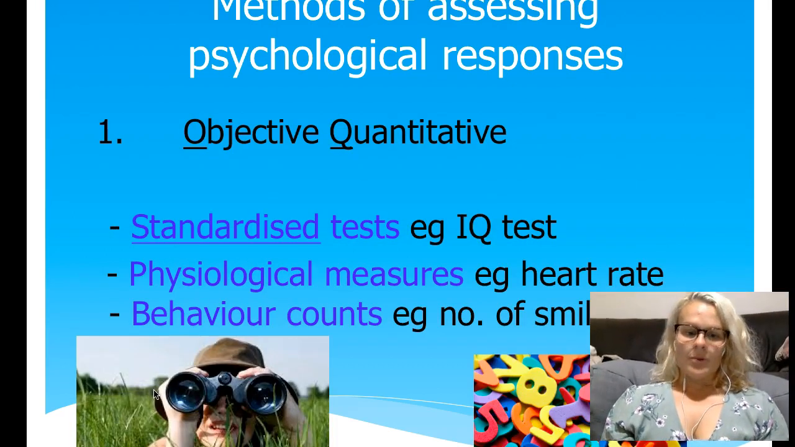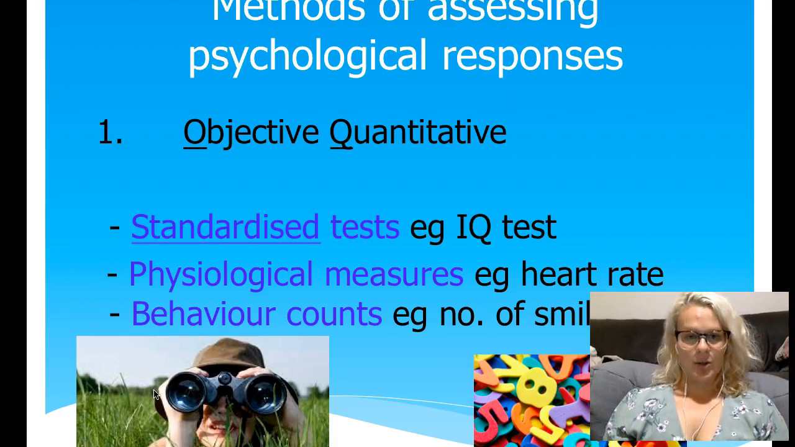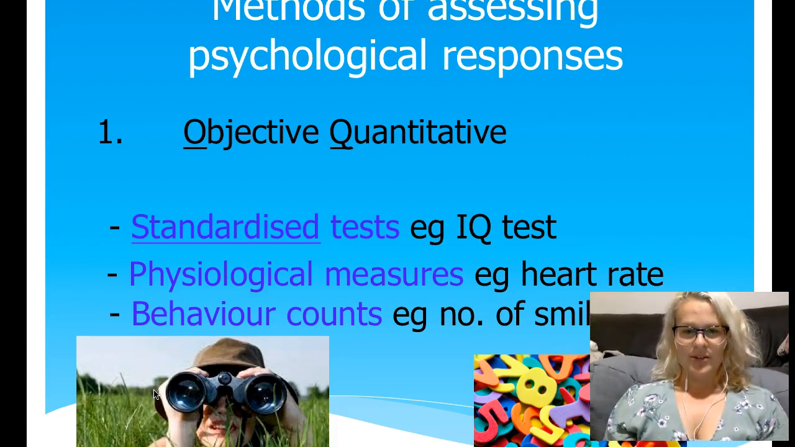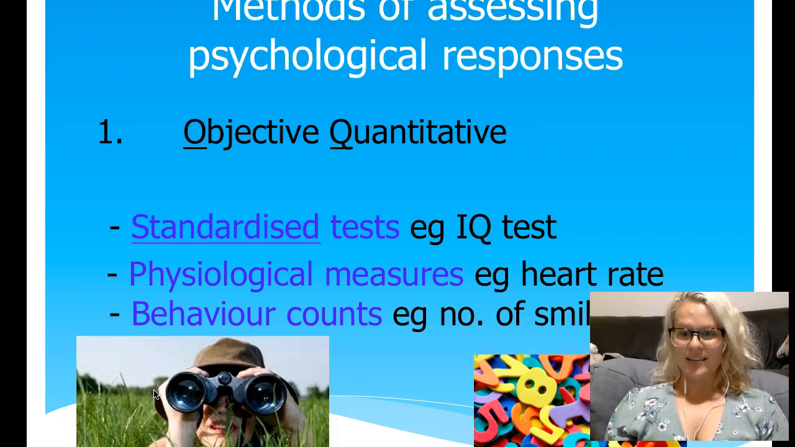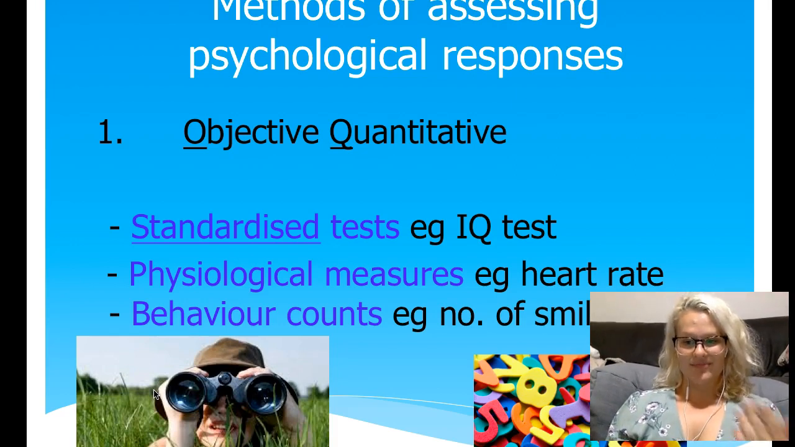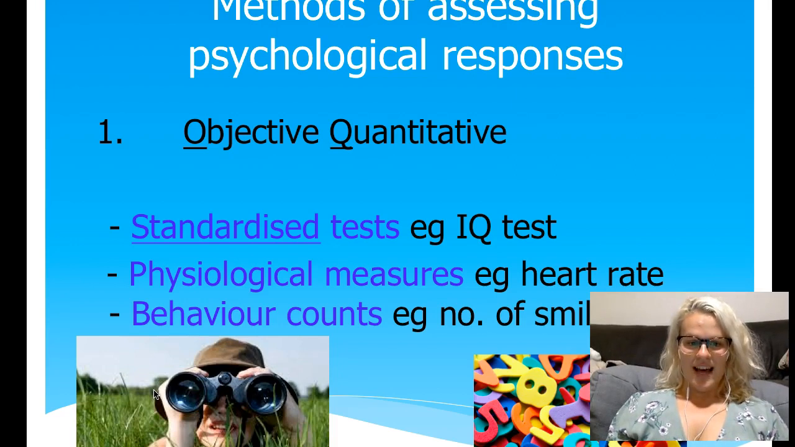So the first one that I want you to remember is objective quantitative. And objective quantitative, again, is observable and it's numerical. So standardized tests, IQ tests, while yes, the participant does do it themselves, the data is analysed and thought of from other people. So it makes it objective quantitative.